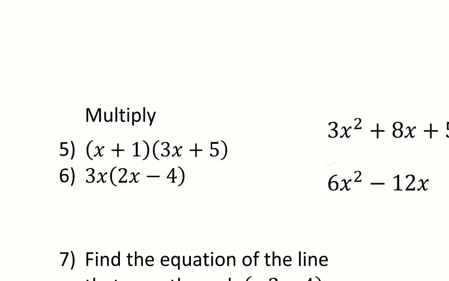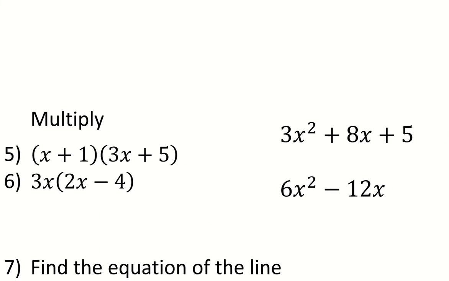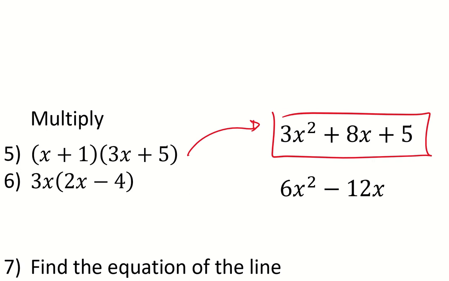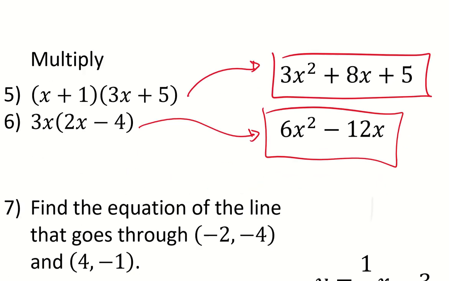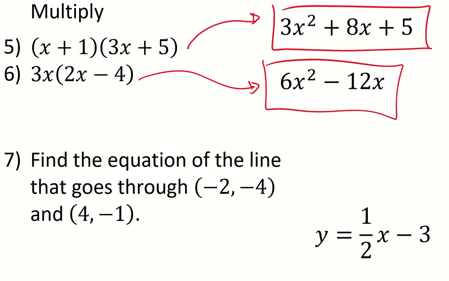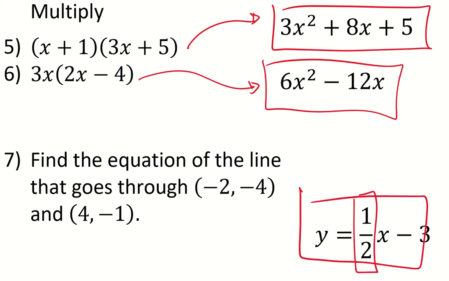Number 5, when you multiply, maybe you used an area model, maybe you didn't, but the product of that length times width is this. And this product is 6x squared minus 12. Find the equation of the line that goes through negative 2, 4, and 4, negative 1. This is the equation that you should have gotten. And then finally, the last question, by the way, notice the slope of this is positive 1/2.